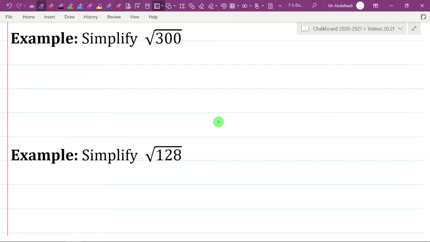What we want to do is figure out how we take this square root of 300 and break it down, okay, so that we can get the most simple version of this radical. Now, once you know how to simplify radicals, then you can add them and subtract them, but you can't do them while they're not simplified.